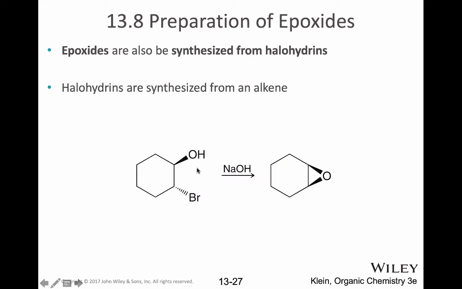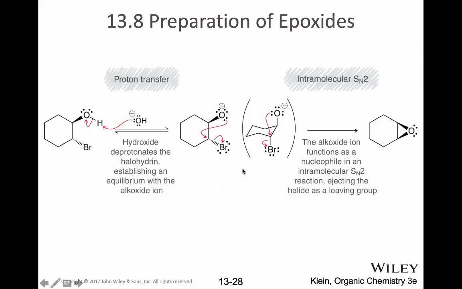Another way to form epoxides is from the halohydrin. So remember, this halohydrin molecule comes from the reaction of an alkene with a halogen in the presence of water as the solvent. And notice that this is a trans addition of these two groups. And so when you have these two groups right here, you can take the halohydrin and react it with sodium hydroxide. And if you do that, what's going to happen here is that the sodium hydroxide can deprotonate the alcohol here, so that you're doing a proton transfer.